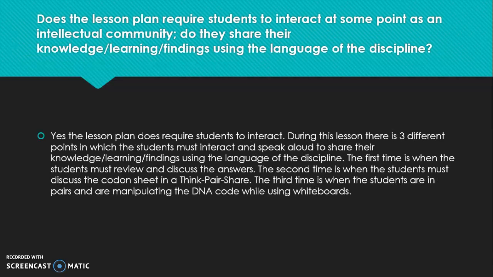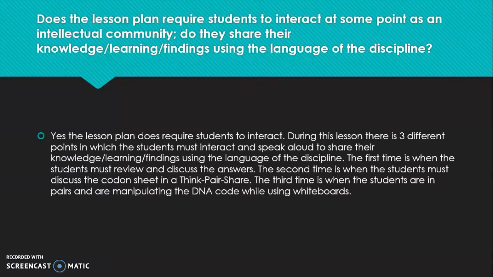Does the lesson plan require students to interact at some point as an intellectual community? Do they share their knowledge, learning, findings using the language of the discipline? Yes, the lesson plan does require students to interact. During this lesson, there are 3 different points in which the students must interact and speak aloud to share their knowledge, learning, findings using the language of the discipline.